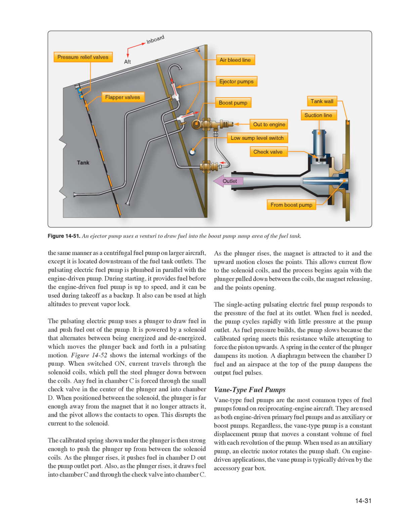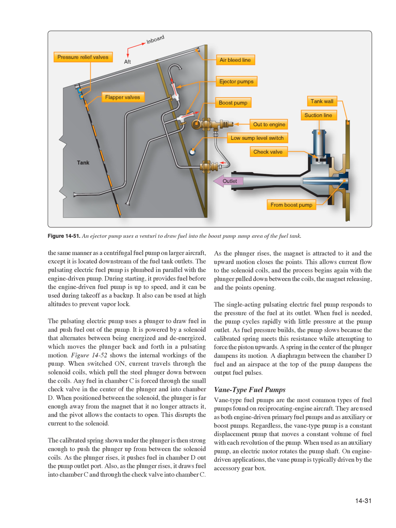The single-acting pulsating electric fuel pump responds to the pressure of the fuel at its outlet. When fuel is needed, the pump cycles rapidly with little pressure at the pump outlet. As fuel pressure builds, the pump slows because the calibrated spring meets this resistance while attempting to force the piston upwards. A spring in the center of the plunger dampens its motion. A diaphragm between the chamber D fuel and an airspace at the top of the pump dampens the output fuel pulses.